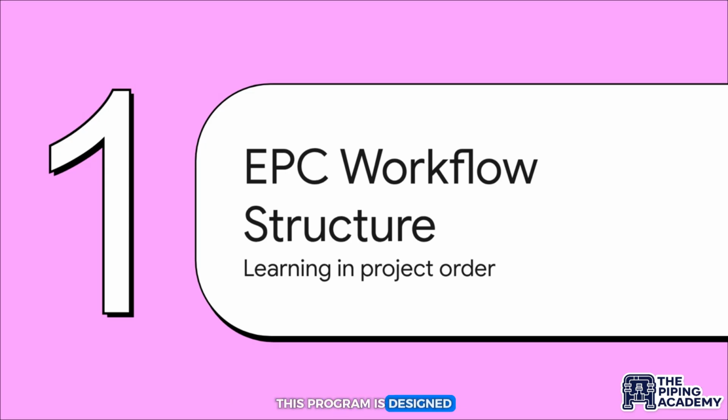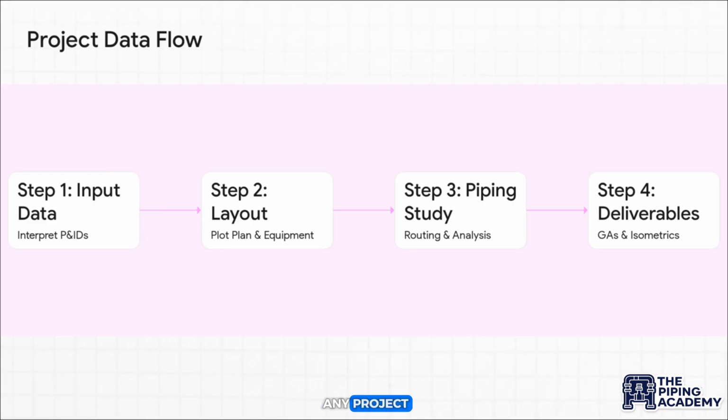This program is designed from the ground up to mirror the actual life cycle of an EPC project. We don't teach topics in isolation. We teach them in the exact order you'll encounter them in the real world, because understanding that sequence is absolutely critical. On any project, information matures in a very specific cycle. First, we start with our input data, and that's mainly the piping and instrumentation diagrams, or P&IDs. We'll learn how to really interpret those for a physical layout.